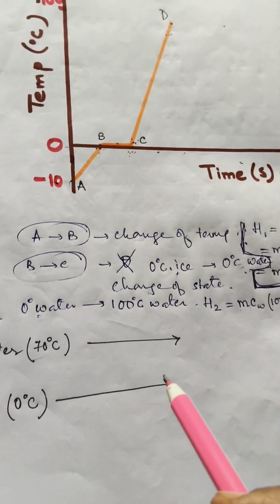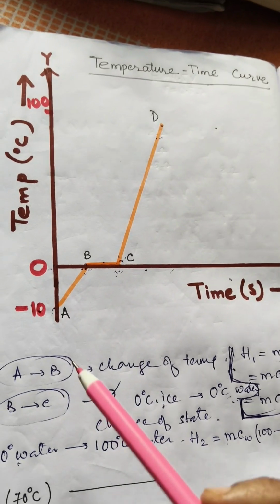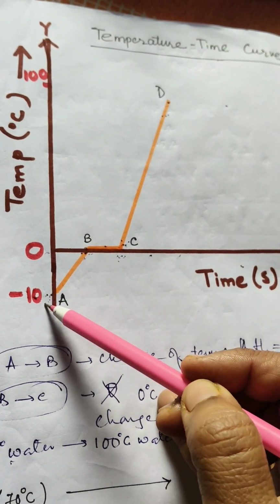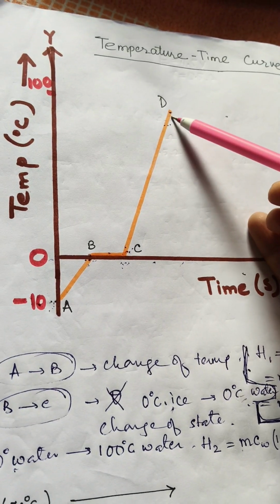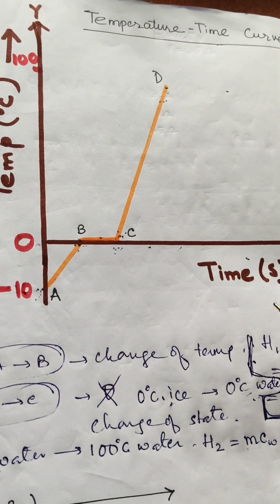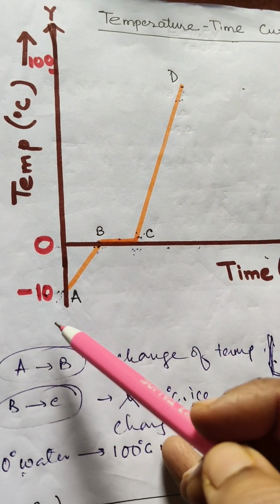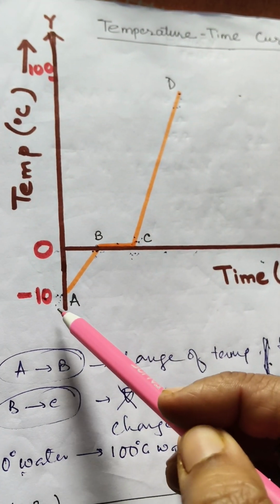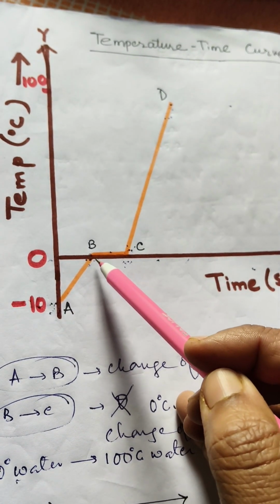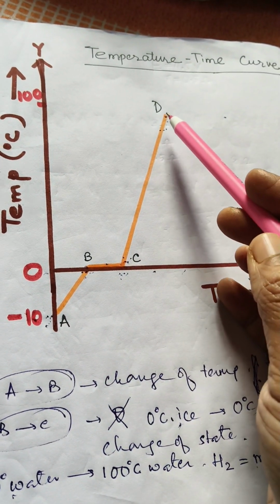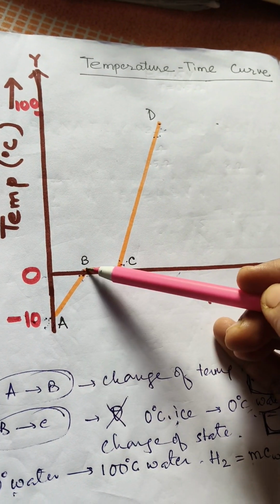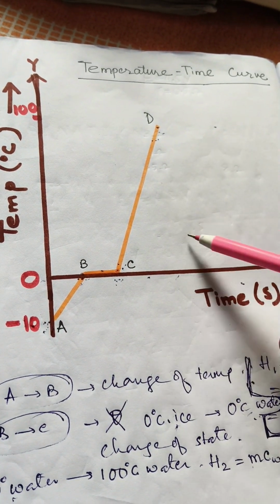So what we have is, in this temperature time curve, you have minus 10 degree ice getting converted to 100 degree water. So it doesn't happen in one step. That is what I told you in the introduction. I told you that the ice at minus 10 degrees gets converted to 100 degree water in how many steps? In 3 steps.